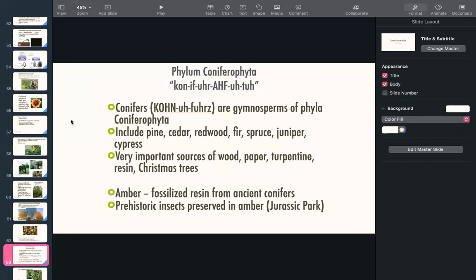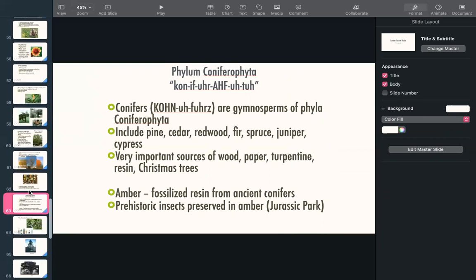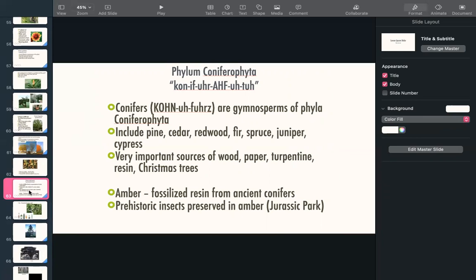Next, Coniferophyta. These are collectively called conifers. These are the most commonly well-known types of gymnosperms. They include pine, cedar, redwood, fir, spruce, juniper, and cypress. They are really important sources of wood, paper, turpentine, resin, and Christmas trees, of course.